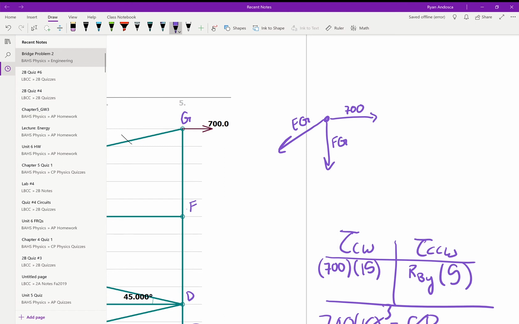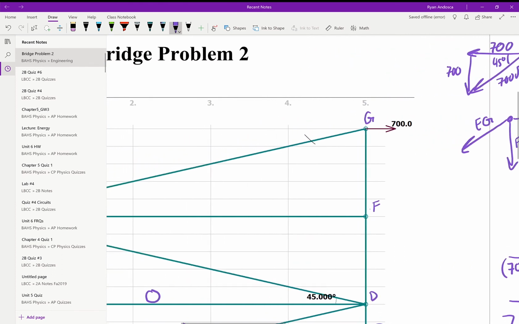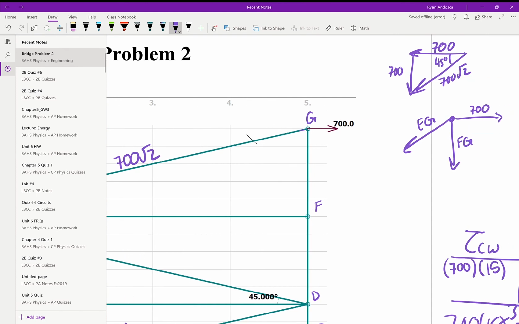Okay, so now there's only one force that can be canceling the 700, and that is this diagonal force here. So that diagonal force, if I were to redraw it, looks like this. It has a leftward component and a downward component. The left part must be 700 to cancel the rightward 700, and the downward component must also be 700 because this is a 45-degree angle, and that makes this 700 root 2. So I can label it 700 root 2. Because it's going down and to the right, that's pulling on the joint, so that is a tension.